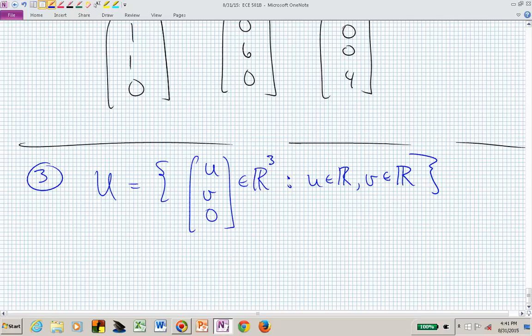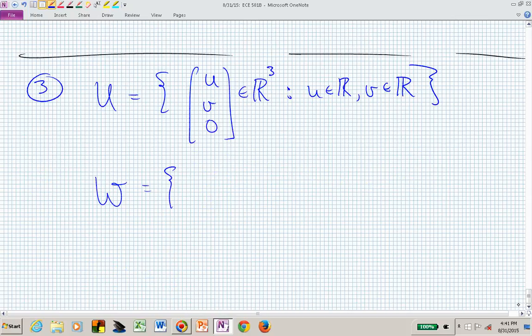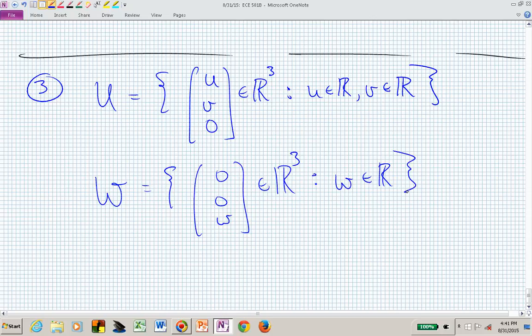What is U pictorially? That's the plane, isn't it? That's the XY plane. That's coordinate 1, coordinate 2's plane. And now W is what we've been using. Let's just let W be a vector in the Z direction. Is it clear that those two create a direct sum decomposition of R3?